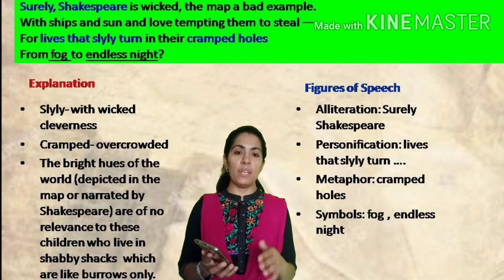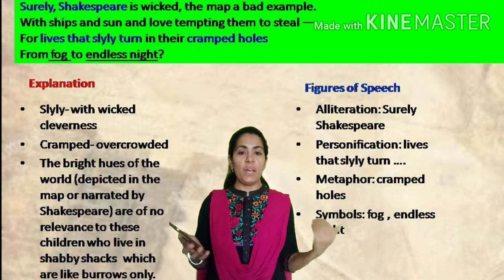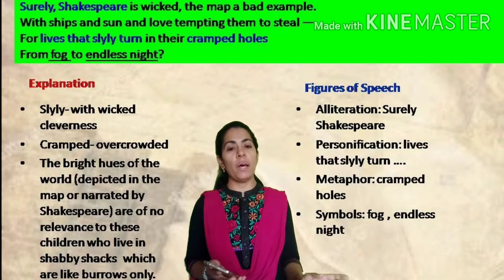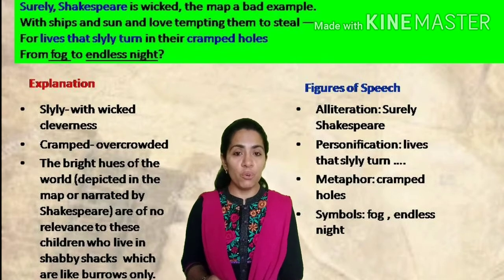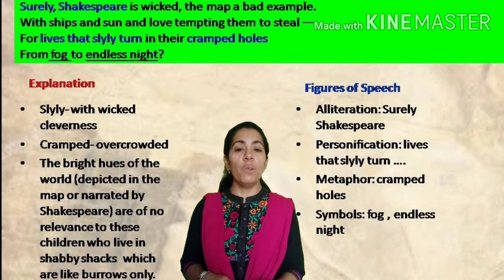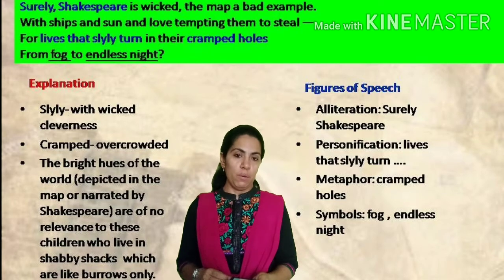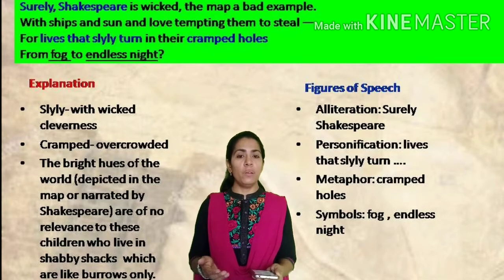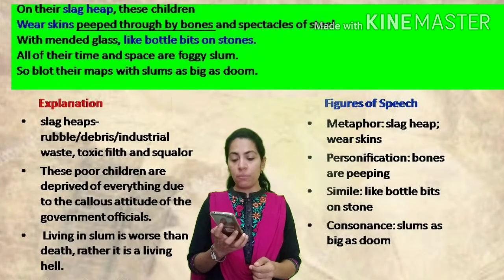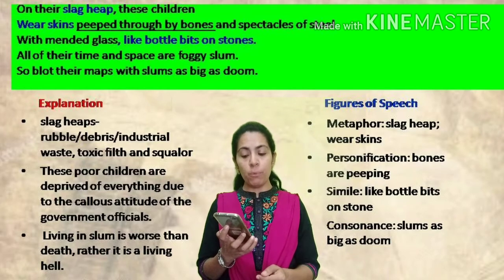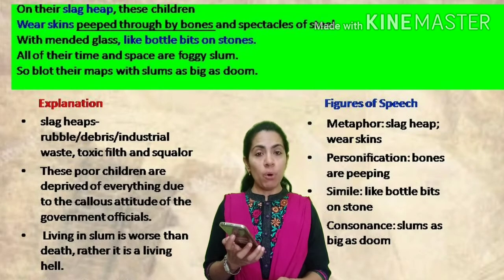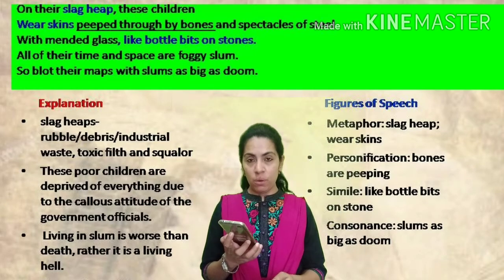So he says that if this is the scenario, if they are just looking at the picture of Shakespeare and this map, what will they do? They will steal, they will be tempted to do bad things, because they will not be able to earn to fulfill their needs. On their slag heap these children wear skins peeped through by bones, and spectacles of steel with mended glass, like bottle bits on the stone.